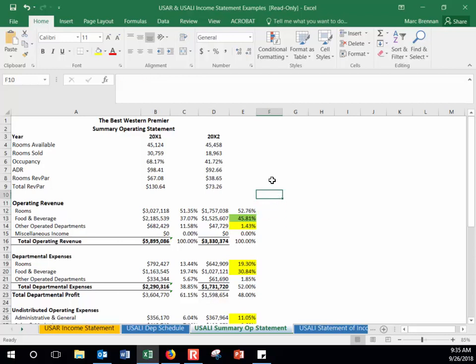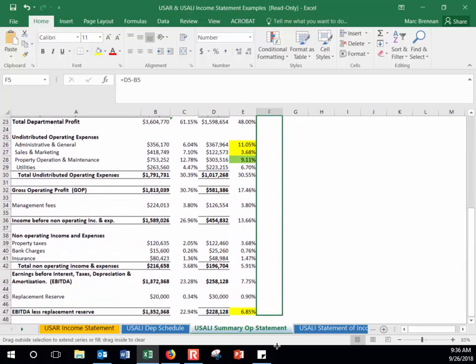And then when we get to our absolute, and we can start from up here when we talk about a summary operating statement, our absolute difference, we can go 2012 for our rooms, 45,458 rooms minus 45,124. We had a 334 room difference. We would do the same here, and we'll use Excel here. We'll go 2012 minus 2011. So that would be rooms sold. And then, you know what? Let's just click and fill for the entire sheet.